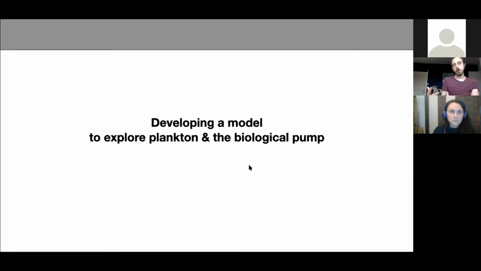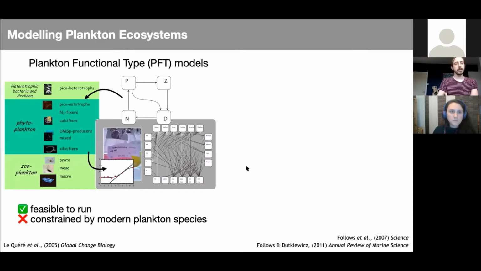So there are two approaches to modeling plankton functional diversity. The first is based on a model that I think you're probably mostly familiar with. This is the NPZD style model that a few of you mentioned yesterday, where you have a representation of a generic phytoplankton, for example. These models expand this box out into a range of different types of phytoplankton and zooplankton. So we can have calcifiers, nitrogen fixers, and silicifiers, for example. And these are based on what we observe in the modern ocean.